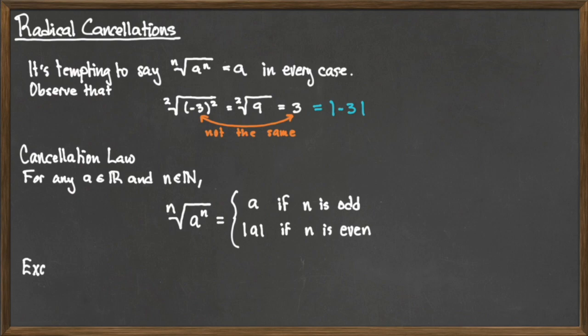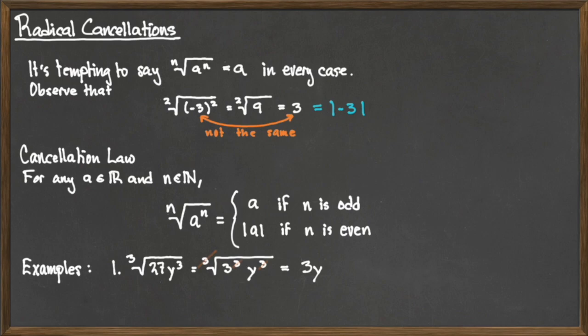For our first example, look at the cube root of 27 times y to the third. Both of these are powers of 3. This means that I can rewrite 27 as 3 to the third, and now I have a whole set of canceling indices and exponents. This gives me a final answer of 3 times y.